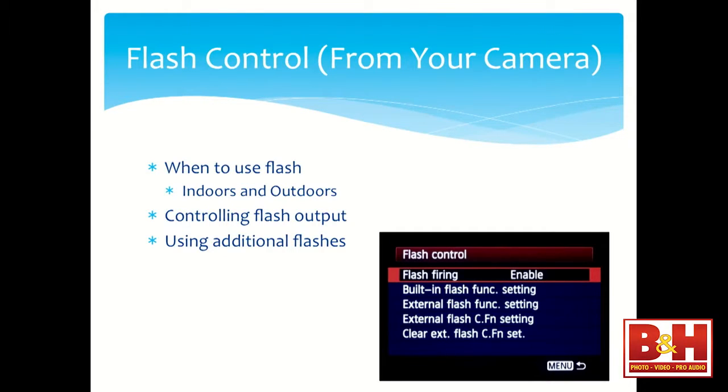And I'll show you some examples here of how I do it, but there's times when you want to use a flash indoors, there's times you don't want to use a flash indoors. There's times outdoors where you don't want to use a flash, and there's times when you do. So I want to show you some different ways that I do that. But you want to be able to control your flash output. How many people here know how to turn down their flash?